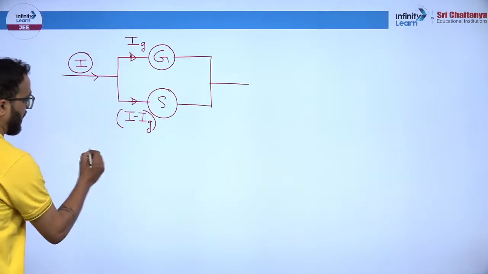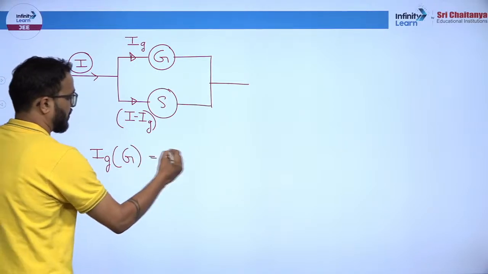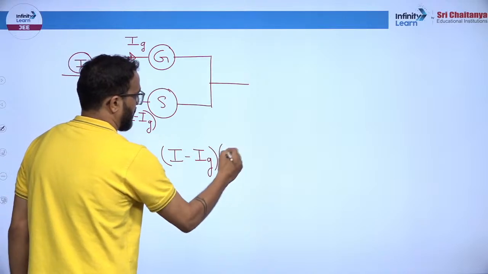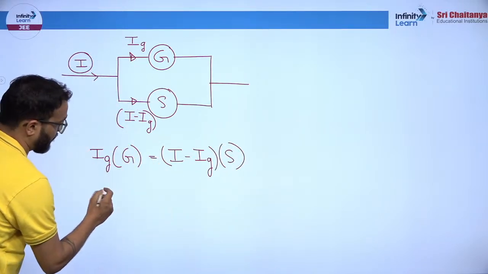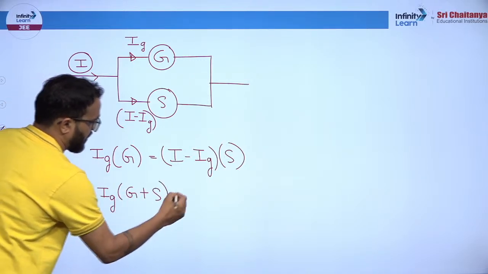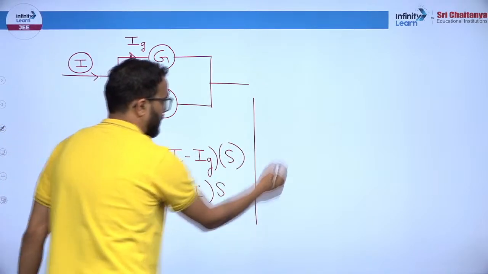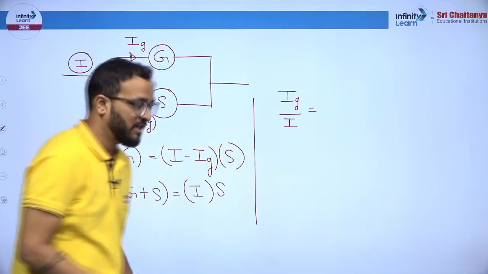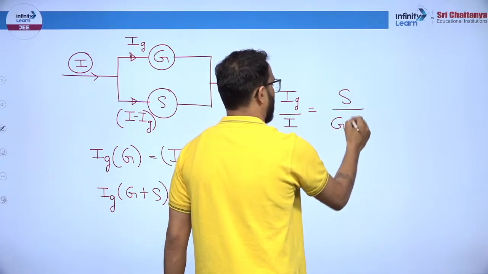So we will say IG into capital G is equals to (I minus IG) into shunt resistance S. Okay, so from here we will say IG into (G plus S) is equals to I into S. So from here we will say Ig upon I, how much will this be? Ig upon I will be S upon G plus S.